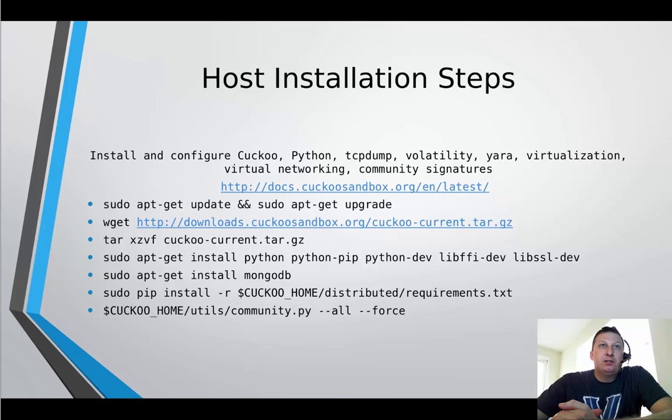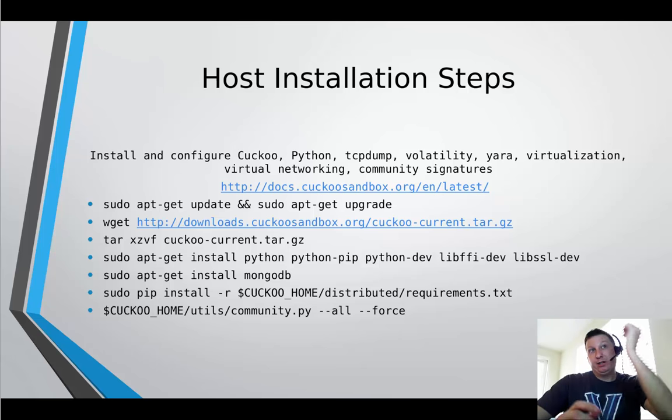So we want to, of course, update our Linux machine. So you do the sudo apt-get update and sudo apt-get upgrade. This is Debian-based, so Ubuntu uses these commands. If you use a Red Hat variant or SUSE Linux, then you use different commands.